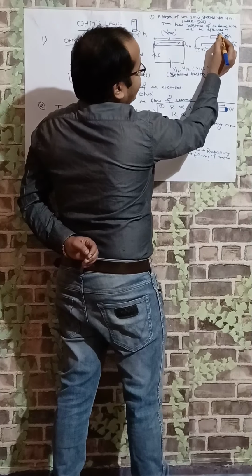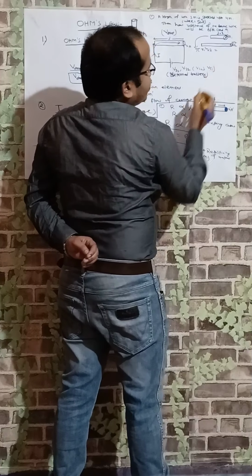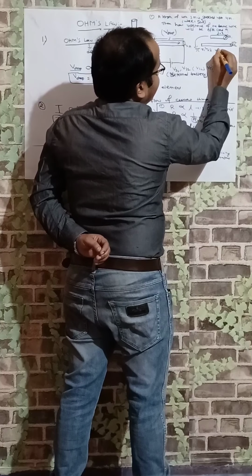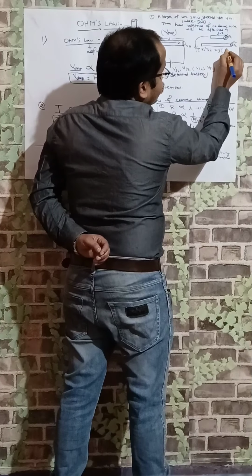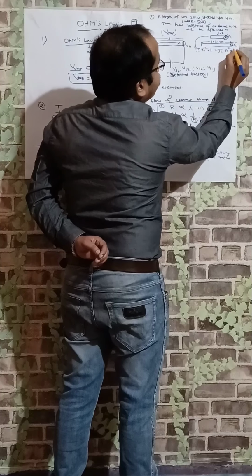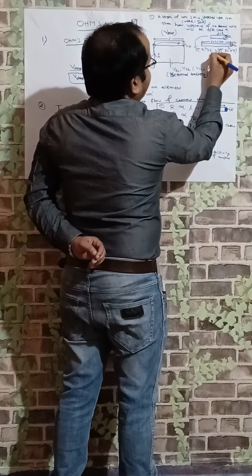So this volume will be equal to this volume. What will it be? Pi r2 square into its length. The length h is equal to 4 meter, as its original length has been stretched twice. So pi r2 square into h, where h is 4 meter.